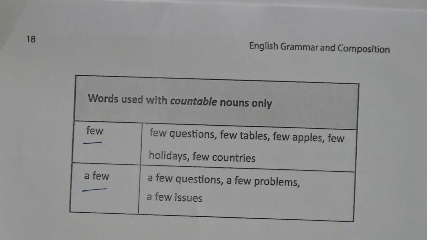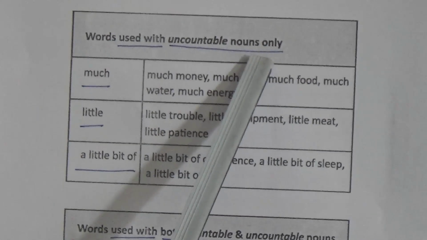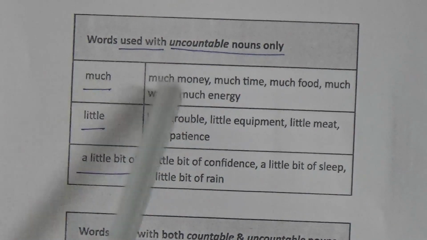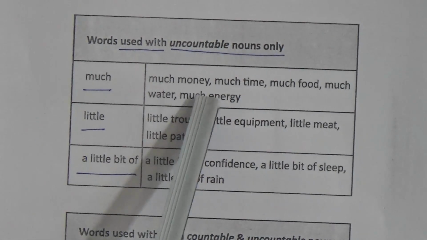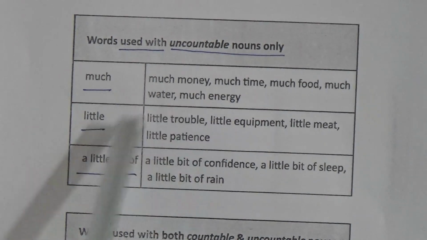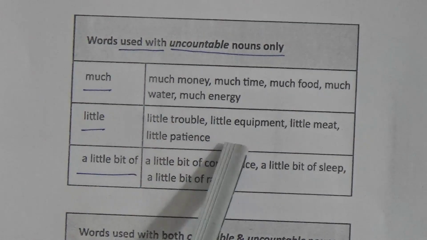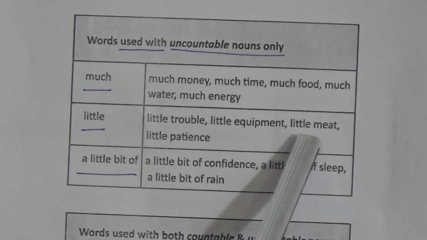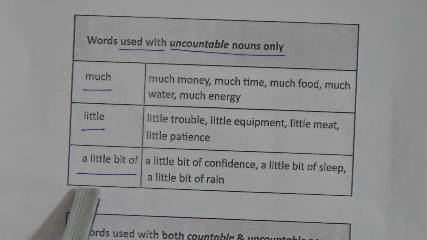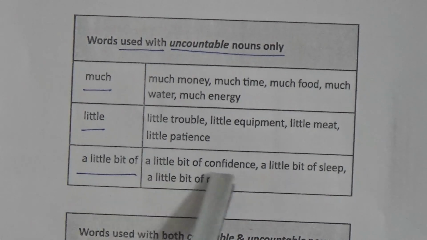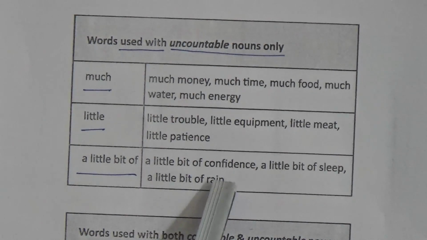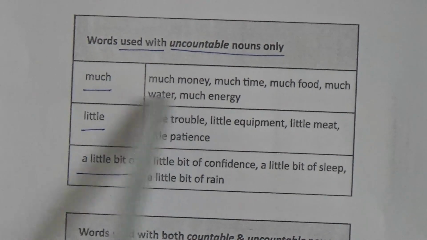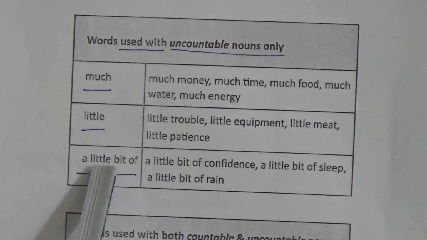Next we have words which are used with uncountable nouns only. Much money, much time, much food, much water, much energy. Little trouble, little equipment, little meat, little patience. A little bit of confidence, a little bit of sleep, a little bit of rain. All the uncountable words are taking these words in front of them.